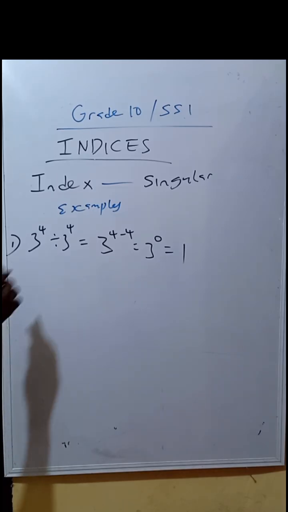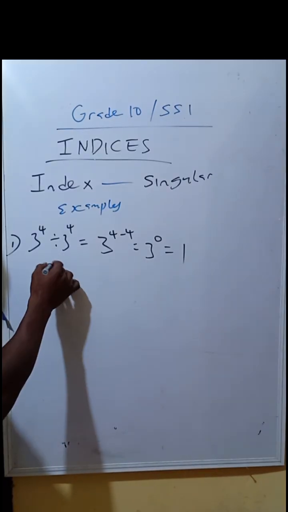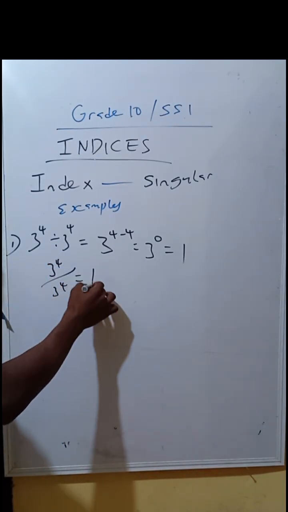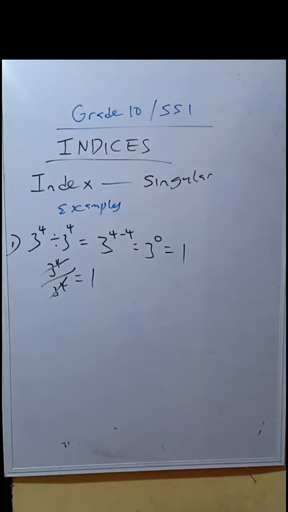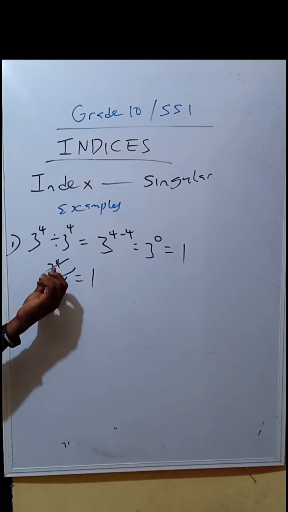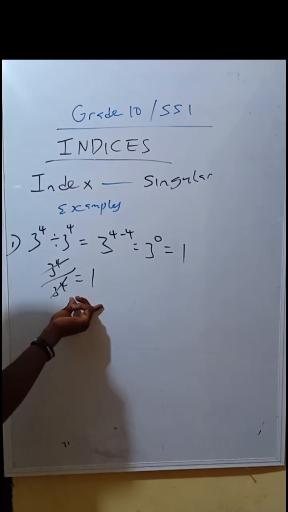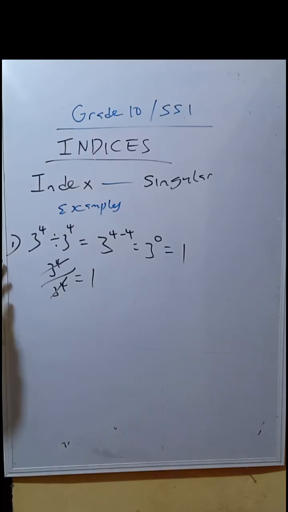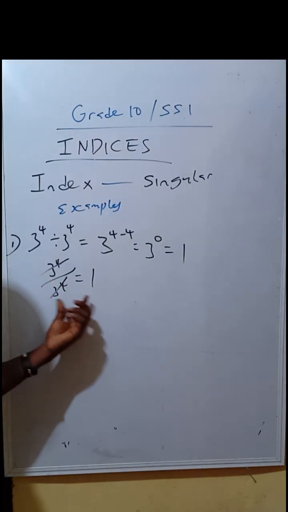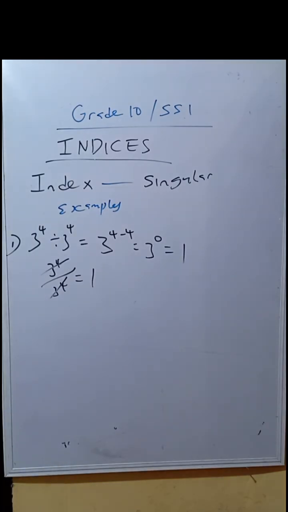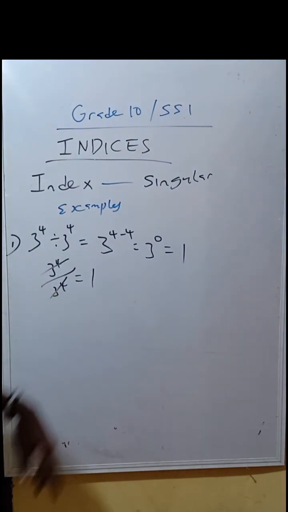Are you seeing this? Then why is it also 1? Any number divided by itself is 1. Again, 2 divided by 2 is what? 1. What about 0 divided by 0? Is it 1? No, let's leave 0. But any non-zero number divided by itself is what? 1. Are you following me? So that is the reason why this is 1 and this is also 1. Are you following me?